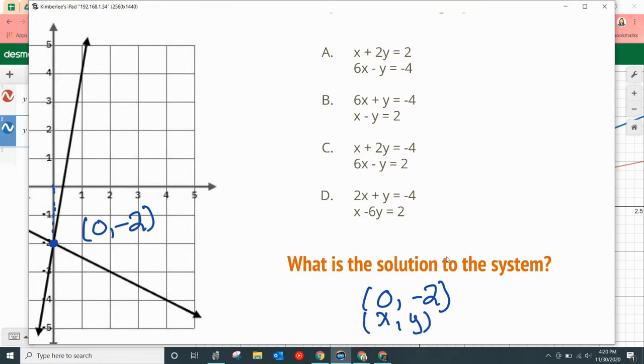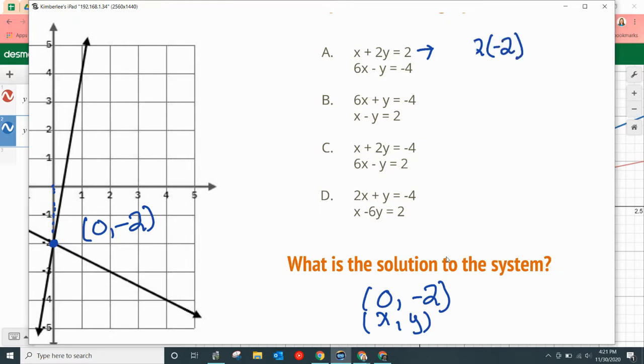But you may like this way better. So remember, 0 is x and negative 2 is y. So I would take this first equation right here, and everywhere there's x, I'm going to put a 0 plus 2 times, well, my y value is negative 2.